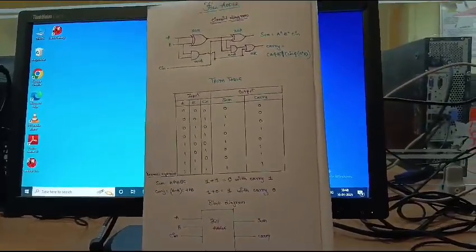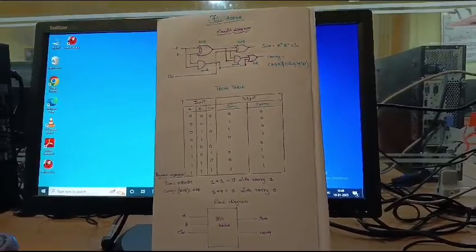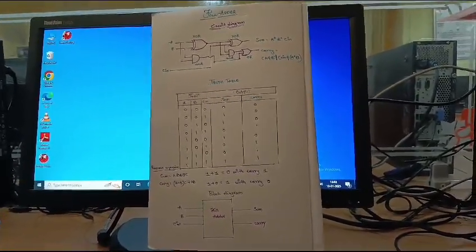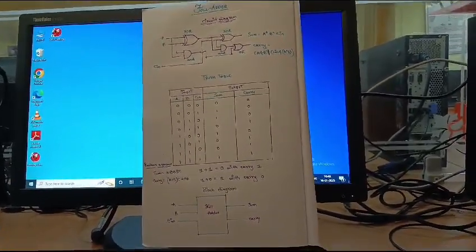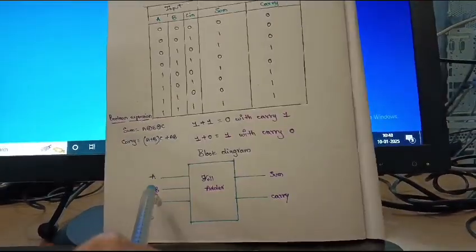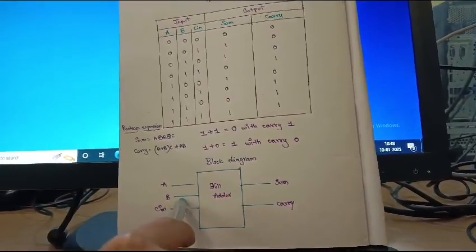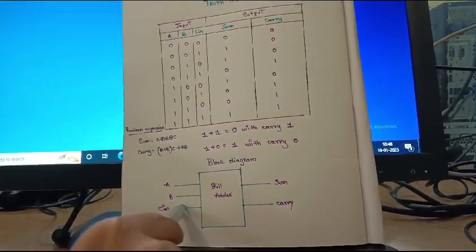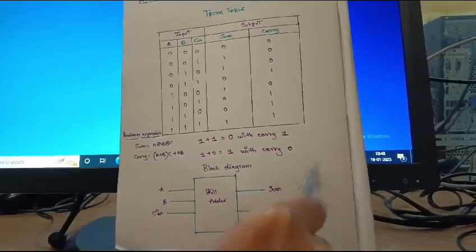Today's video is about the full adder. A full adder is a combinational circuit that forms the arithmetic sum of 3 input bits. It consists of 3 inputs and 2 outputs. Here the 2 inputs are denoted by A, B and the additional one is Cin, which performs the carry. Here the outputs are sum and carry.